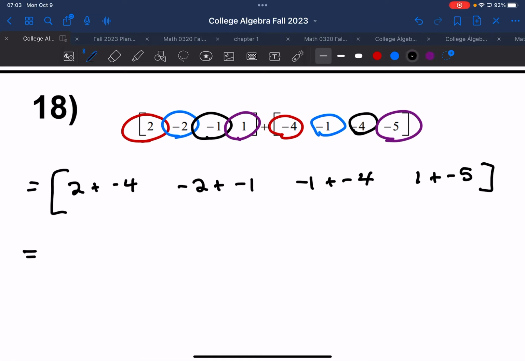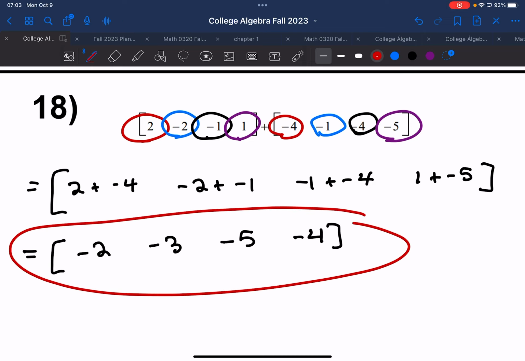Then to simplify this, 2 and -4 gives me -2. -1 and -2 gives me -3. -1 and -4 gives me -5. 1 and -5 gives me -4. So this is my answer, which matches my 1x4 matrices at the top.